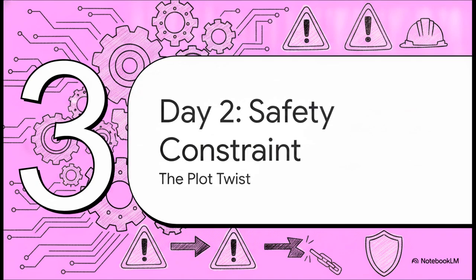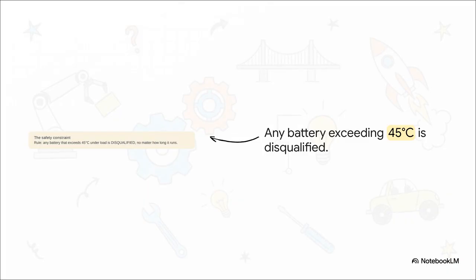Section 3. Day 2, the safety constraint, the plot twist. Day 2 rolls around and the teacher introduces new data, because a real engineering choice has to weigh every single requirement, not just the flashy ones. So they are presented with a strict safety constraint. Any battery that exceeds 45 degrees Celsius under load is immediately disqualified. It literally does not matter how long it runs. If it gets hotter than 45 degrees, it's out. It's unsafe. This introduces the concept of that hard constraint directly into their decision-making process.